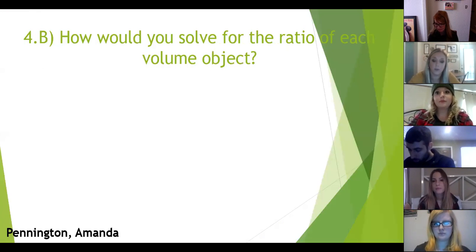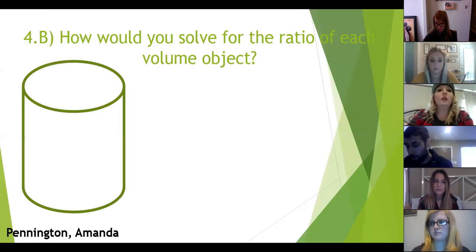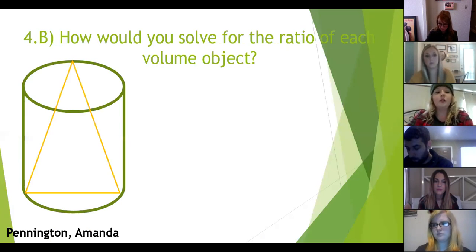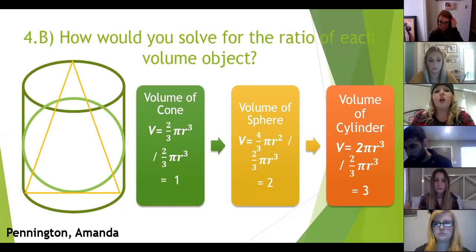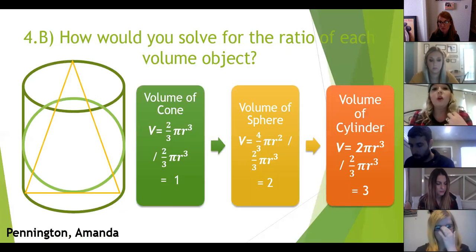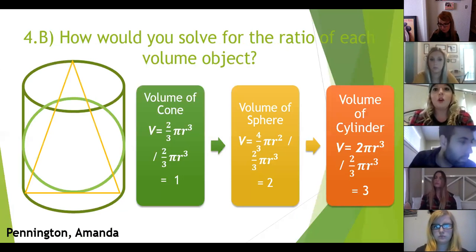Amanda, how do you solve for the ratio of each volume object? Okay, so to solve for the ratio of each volume object, we are going to look at a cylinder. And in that cylinder, there's going to be a pyramid. And in there also is going to be a sphere. Now we're going to look at the volumes. So we have to divide by the volume of the cone. For the pyramid, you're taking the volume of the cone, the equation 2/3 pi r to the third power, and dividing it by itself. And we know in math that anything divided by itself is always going to give you a 1. So the volume of the cone is going to be a 1 ratio.